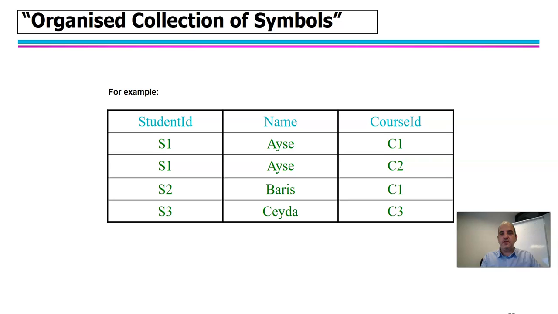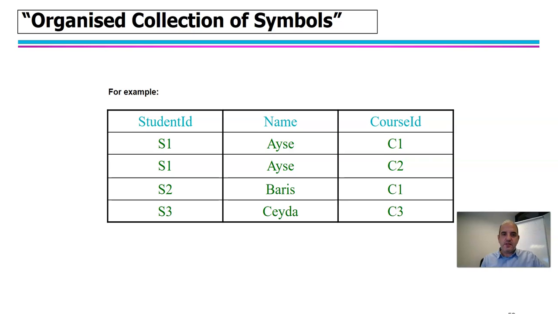So let's go into detail with some examples. Organized collection of symbols. Here on your screen you see a table. I mentioned this before, but let me repeat one more time. Relational databases store data in tables, just like you have in Excel or Word, or on paper, of course. Here you see a 3-column table with 5 rows. This is how data is stored in relational databases.